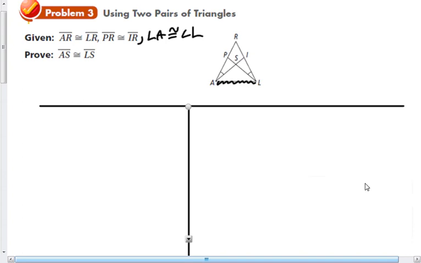Okay, so here's going to be my strategy. We want to show AS is congruent to LS. So that's these two here. And they're part of the triangles APS and LIS. So what I'm going to do is show that those two triangles are congruent first, and then I'll use corresponding parts of congruent polygons are congruent to get the triangles congruent.